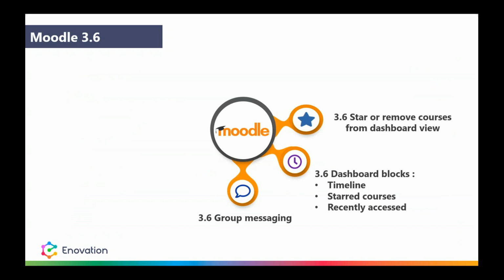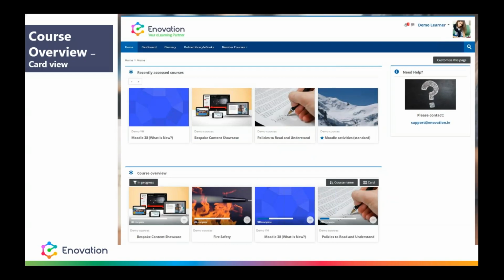In Moodle 3.6, additional features were added to the dashboard, and also group messaging was introduced, and learners can star or remove courses from the view. So dashboard, I think, is an excellent feature in 3.6, and it allows for the card view. So in this image, you can see the card view, and it shows the learner all the courses that they are enrolled in, and also it shows the progress that they have made in that course.